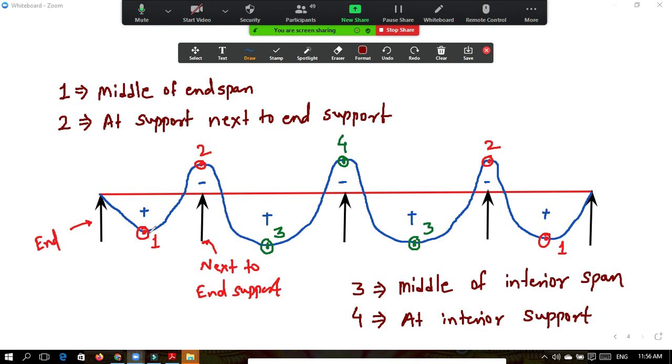So point number 1 is called middle of end span. Point number 2 is called at support next to end support. Point number 3 is called middle of the interior span. And point number 4 is called at interior support. These things you should know because in the IS code they have given the headings in this manner. If you open the IS code you will see the headings in this manner. So if you know how the profile is, where you are going to calculate the bending moment and what coefficients you are taking, then it will be easier for you to understand.